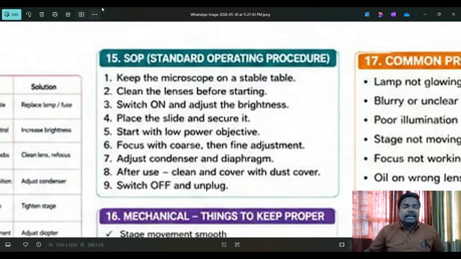Next, come here, SOP standards. I'm going to read them out so you can understand very clearly. Biomedical engineers, listen carefully. This is all the information. I'm not going to escape, I'm going to reveal all things. These are all important.